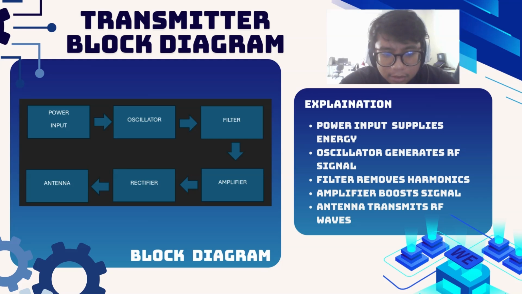Okay, this is the block diagram. Our circuit follows a 6-stage process. We start with a 12 volt DC input that powers an oscillator to create a high frequency carrier. This signal is filtered to remove noise, amplified for strength, and rectified via a diode. Finally, the antenna broadcasts the signal as electromagnetic wave.